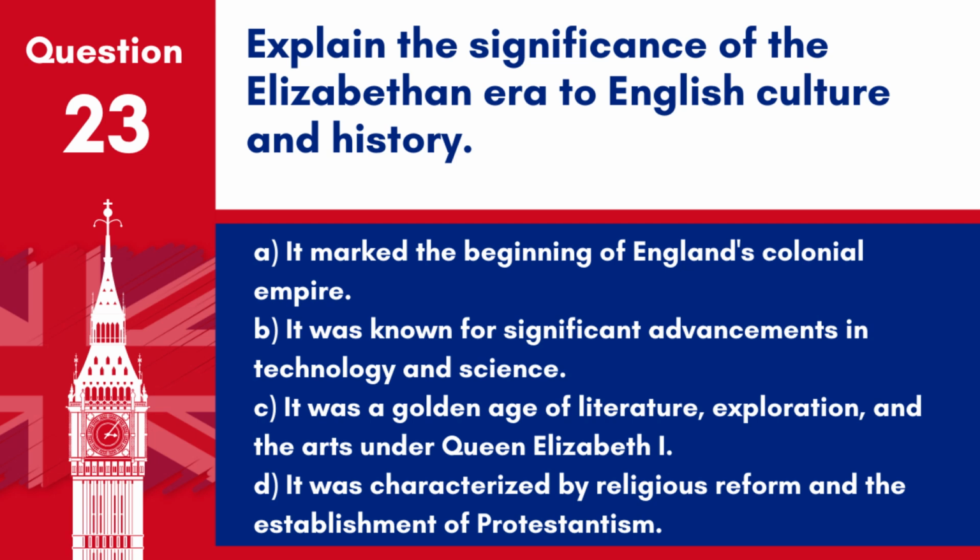A. It marked the beginning of England's colonial empire. B. It was known for significant advancements in technology and science. C. It was a golden age of literature, exploration, and the arts under Queen Elizabeth I. D. It was characterized by religious reform and the establishment of Protestantism. Answer: C. It was a golden age of literature, exploration, and the arts under Queen Elizabeth I.